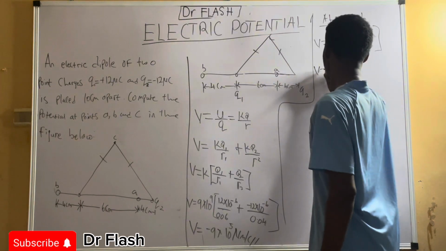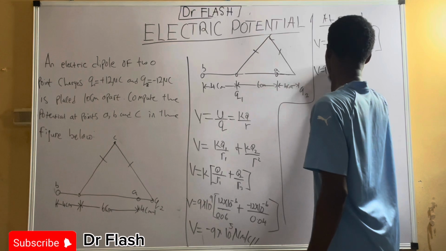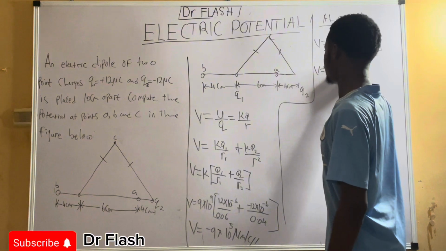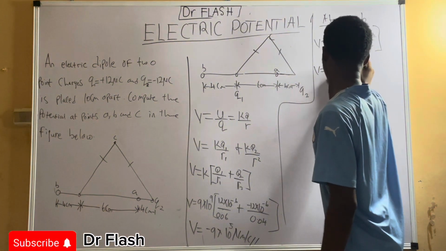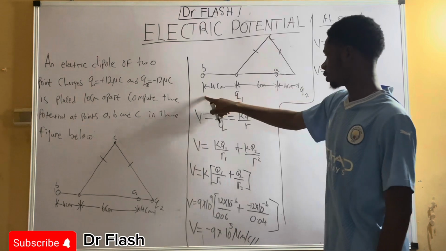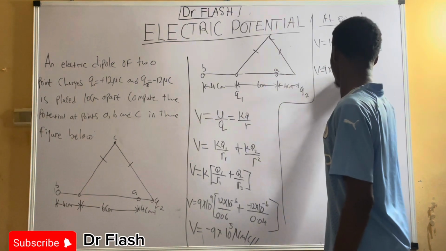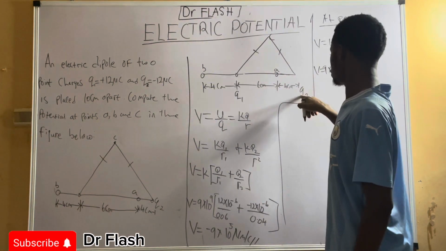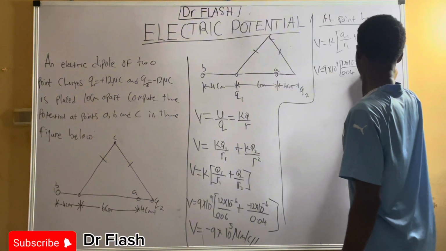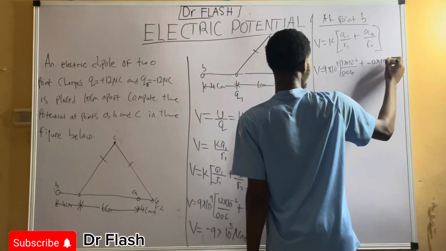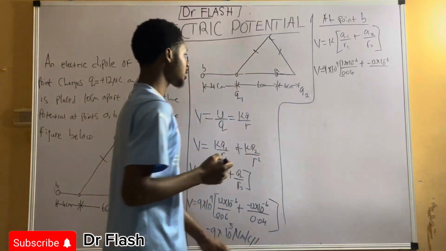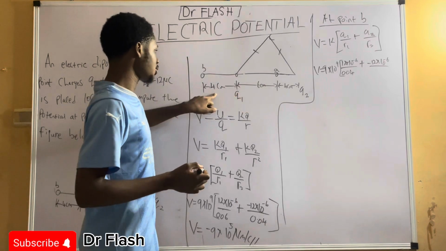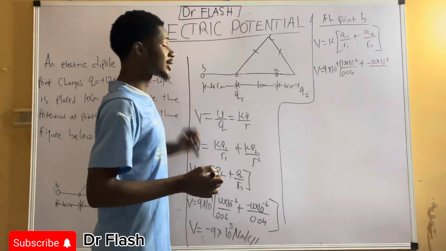So V is having a value of 9 times 10 to the power of 9. In bracket, what's Q1? Q1 is still 12 times 10 to the power of minus 6, whereby the distance of Q1 to B is 0.04 meter. Plus Q2, which has a value of minus 12 times 10 to the power of minus 6, divided by the distance from Q2 down to point B. So you have 4 plus 6, that's 10, plus 4, that's 14.